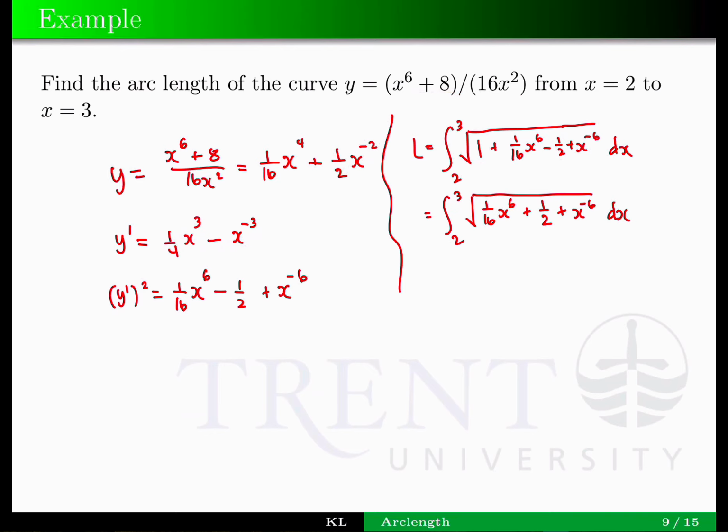Now if you look at this, 1/4 x cubed minus x raised to negative 3, if you square this, we obtain this one here. The minus here came from this minus. Now, look at this expression. This is almost the same as this, except that we now have a plus.